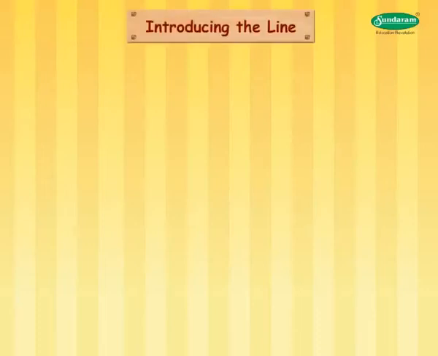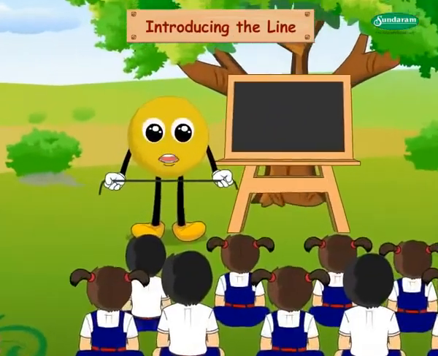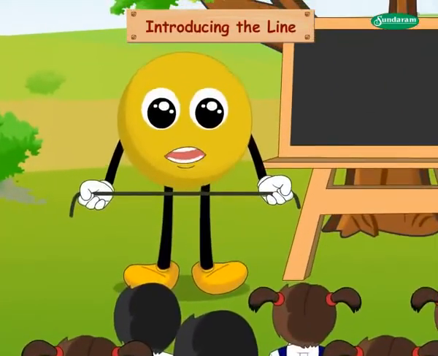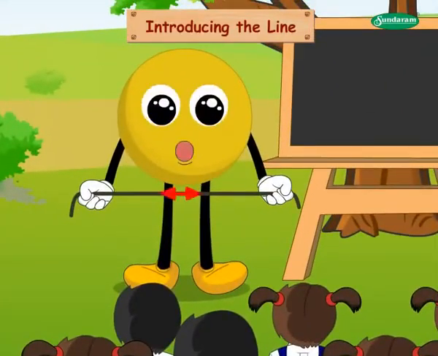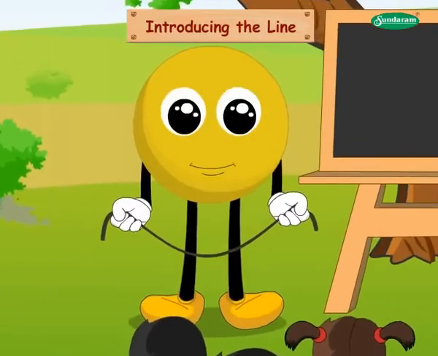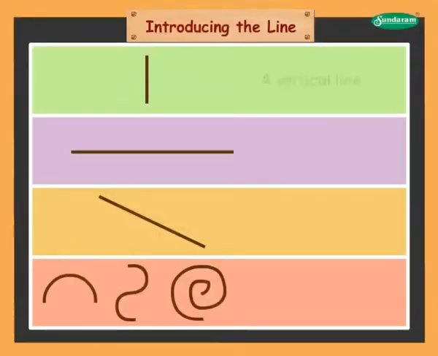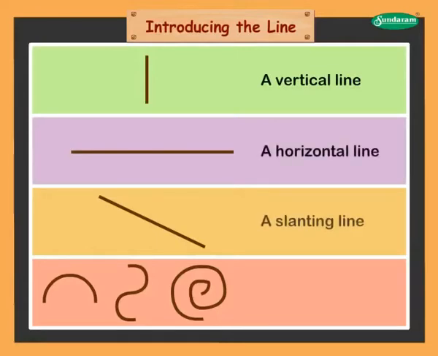Introducing the line. If we hold the ends of a string in our two hands and stretch it, we get a straight line. If we hold it loose, we get a curved line. A vertical line, a horizontal line, a slanting line, a curved line.